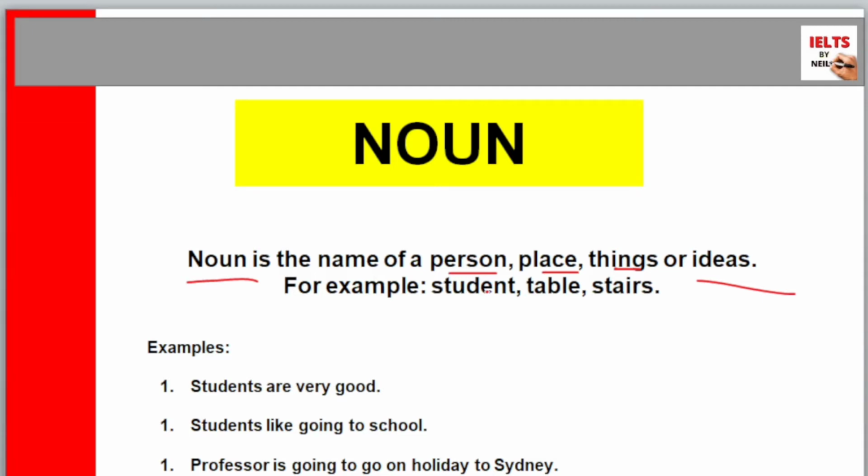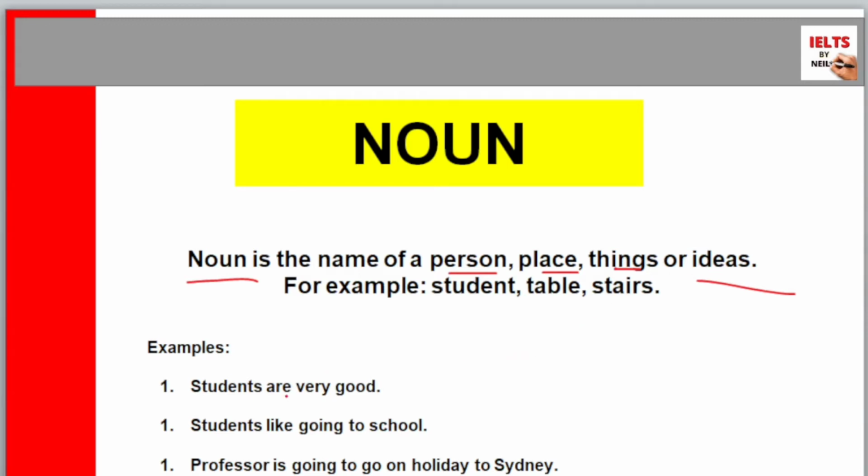For example, a student. Student is the name of a person who goes to school, right? So it's a noun. Table, name of a thing, noun. Stairs, name of a thing, it's a noun. Football, name of a thing, it's a noun. Melbourne, name of the place, it's a noun. Australia, name of the place, it's a noun. So any word which is the name of a person, place, things, or ideas is called a noun.